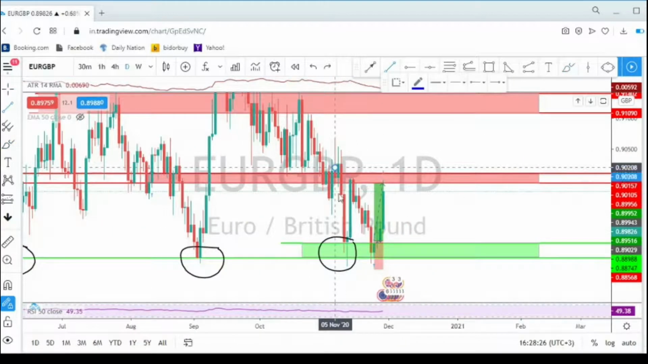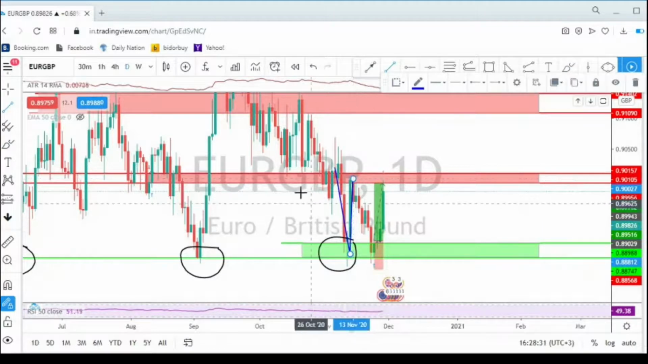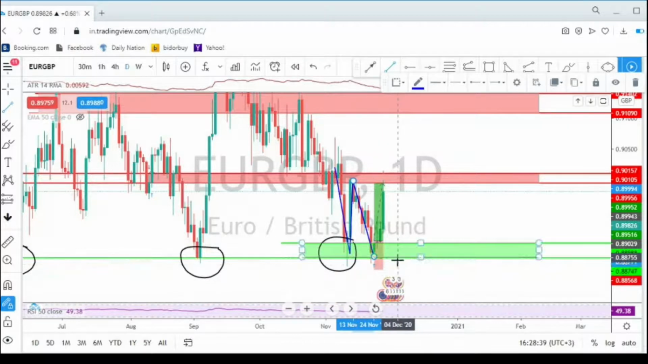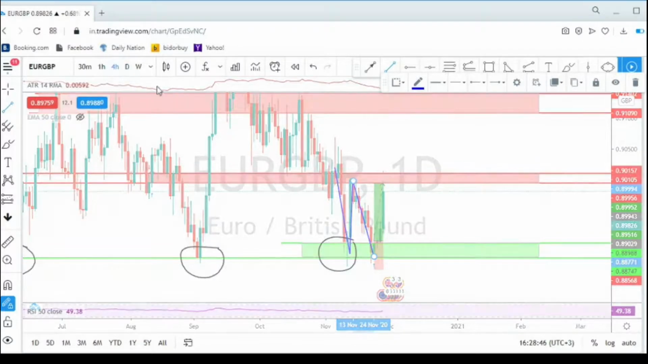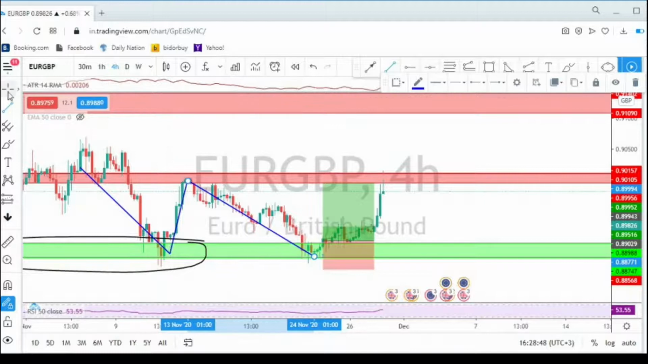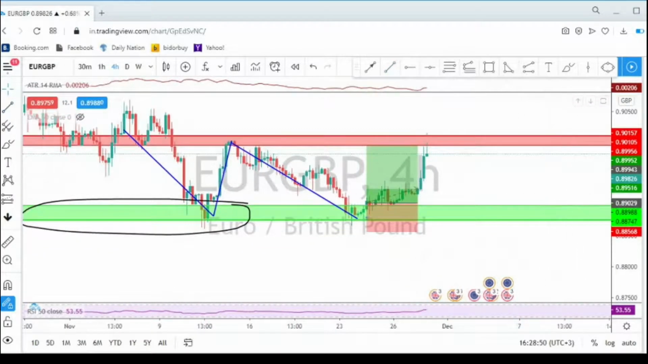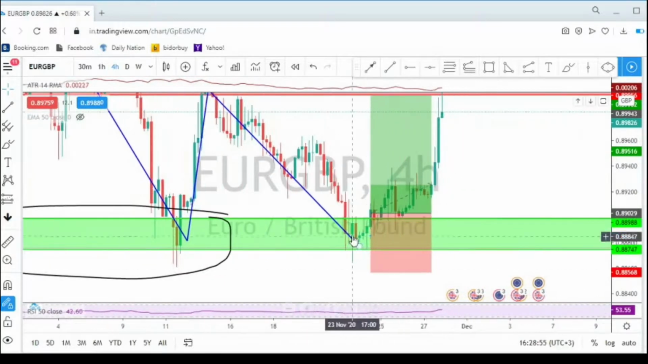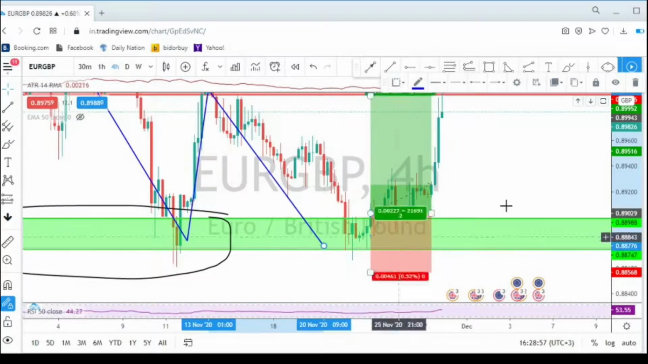So this market came to this level here for the 3rd time, and it was rejected, encountered another key level of resistance up here, and it was rejected, and it came back here for the 4th time. When it came here for the 4th time, what I did was to go to a lower time frame. In this case, it was a 4-hour time frame, and I just saw what the price action was doing here.